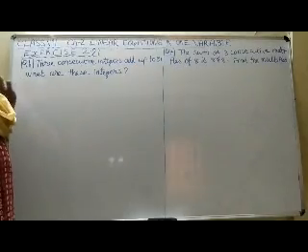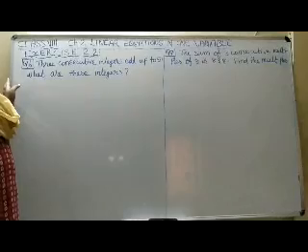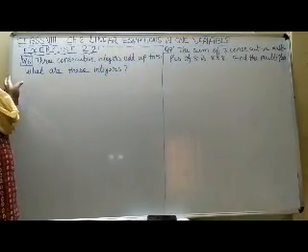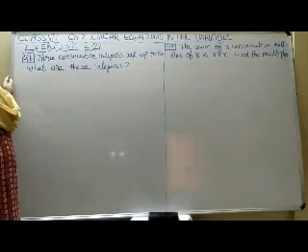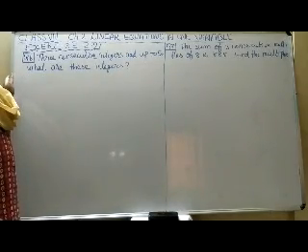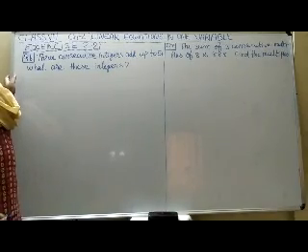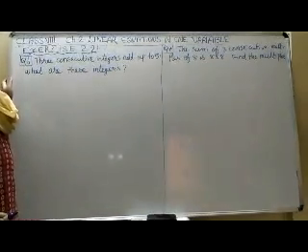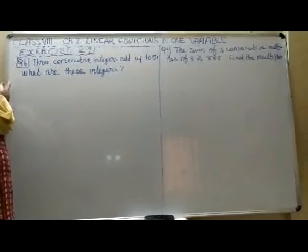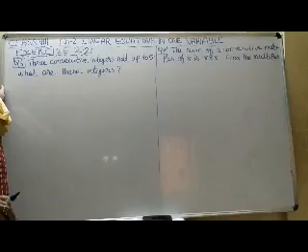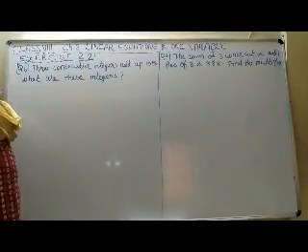Question number 6. Three consecutive integers add up to 51. What are these integers? Consecutive integers means three continuous integers. Suppose if we take 10 as one integer, the continuous integers may be 10, 11, 12, or you can take it as 8, 9, 10. These are the continuous integers. Any three numbers which should be in continuous order.